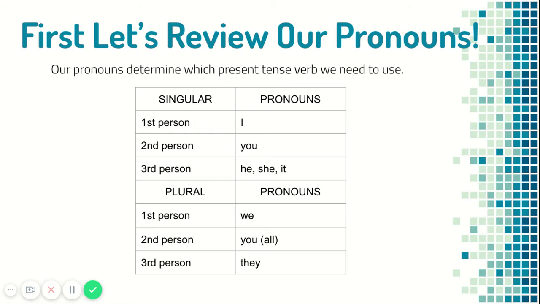We also need to look at singular and plural pronouns. Our singular pronouns are things like I, you, he, she, it. They refer to one person or one thing. My plural pronouns refer to a group of some sort: we, you all, or they, okay?